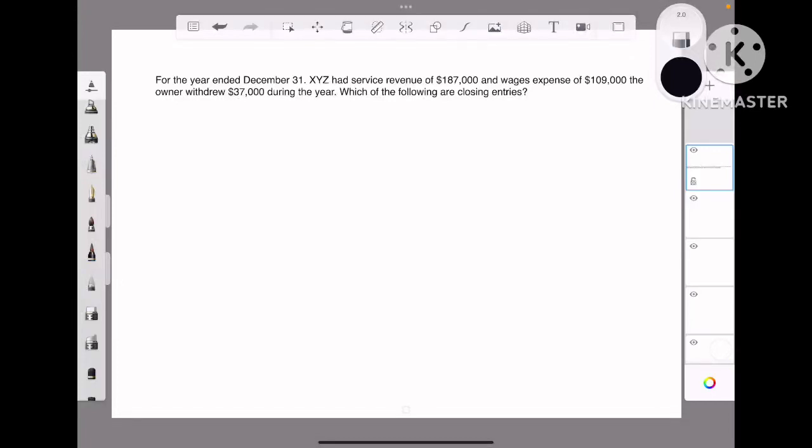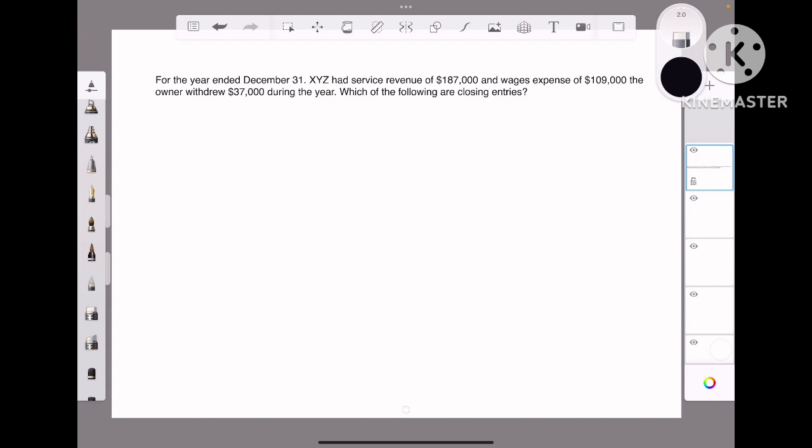Hello. So this is a question. For the year ended December 31, XYZ had service revenue of $187,000 and wages expenses of $109,000. The owner withdrew $37,000 during the year. Which of the following are closing entries?